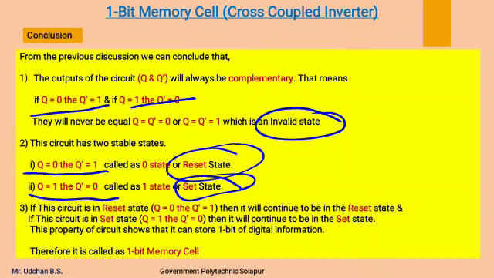If the circuit is in reset state, then it will continue to be in the reset state, and if such circuit is in set state, then it will continue to be in the set state. This property of the circuit shows that it can store 1 bit of digital information, that is either 0 or 1. Therefore, it is called as a 1-bit memory cell.